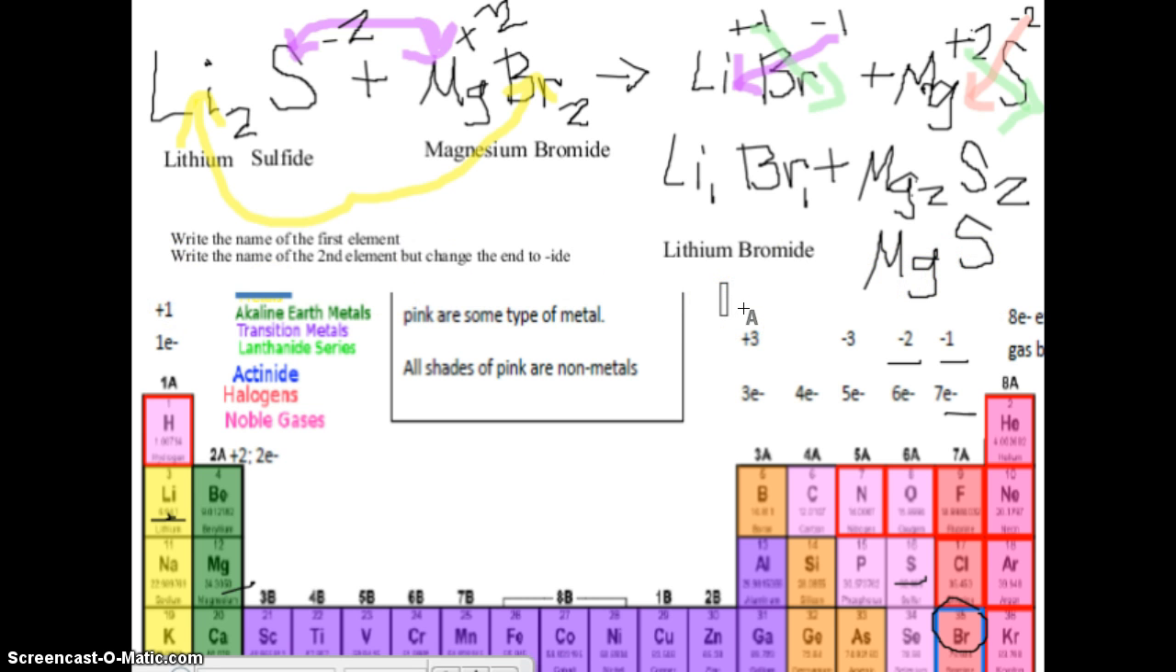Well, what does Mg stand for? Mg stands for magnesium. And what does S stand for? Sulfur, but change the ending to ide, magnesium sulfide.